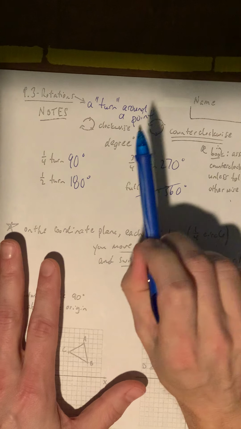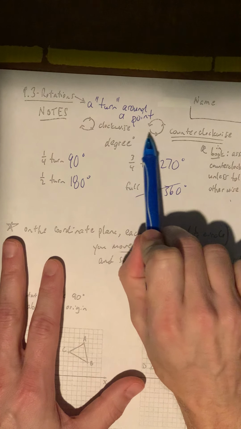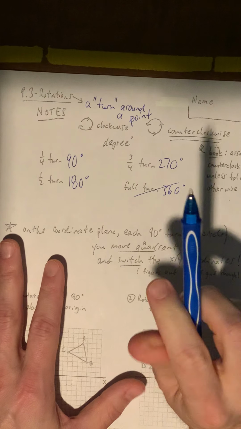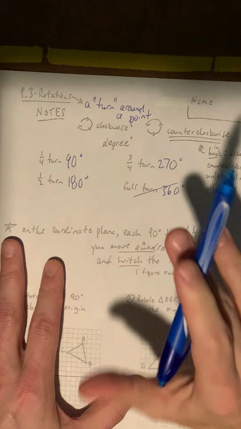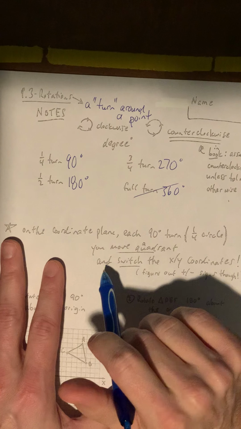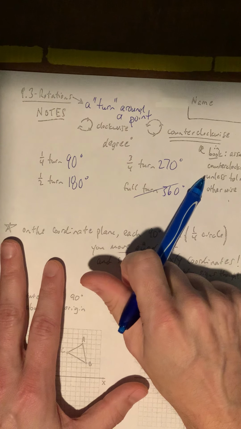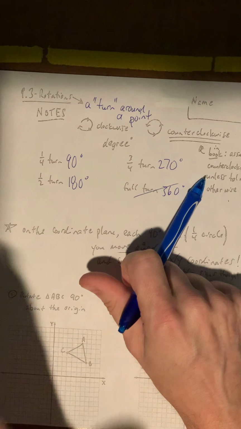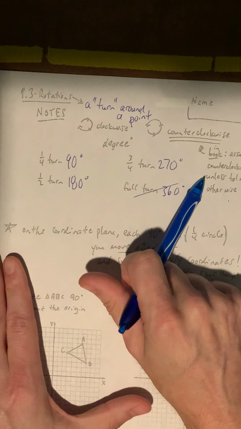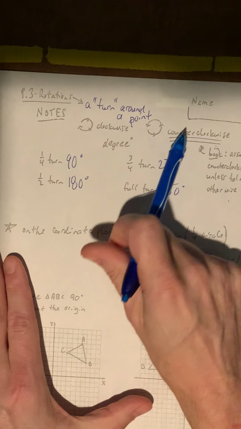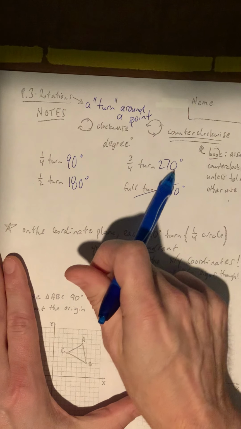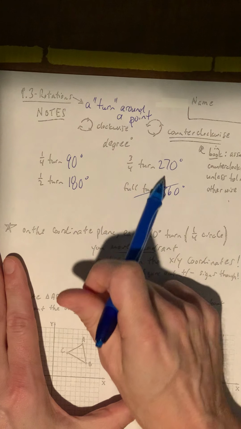Now, you'll be told which direction, either clockwise or counterclockwise. Now, in your book, if it does not specify a direction, you're going to assume counterclockwise, okay? So if it doesn't tell you what direction to rotate, you're going to rotate it counterclockwise, in the opposite direction that the hands of a clock would go.